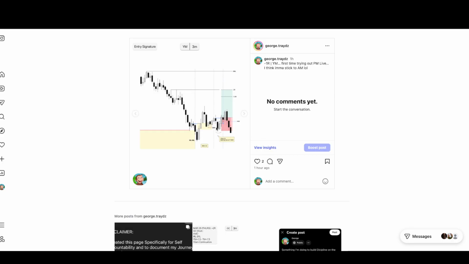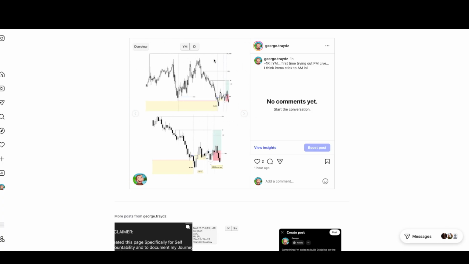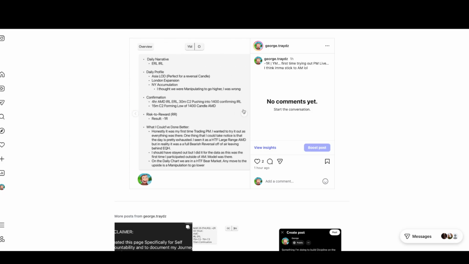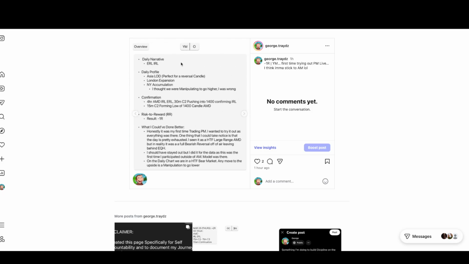With that being said, are there V-shaped reversals? Are the phases in price clear? So on and so forth. Here's your overview: accumulation, manipulation, distribution, AMD, AMD, AMD. What you could have done good, what you could have done better.